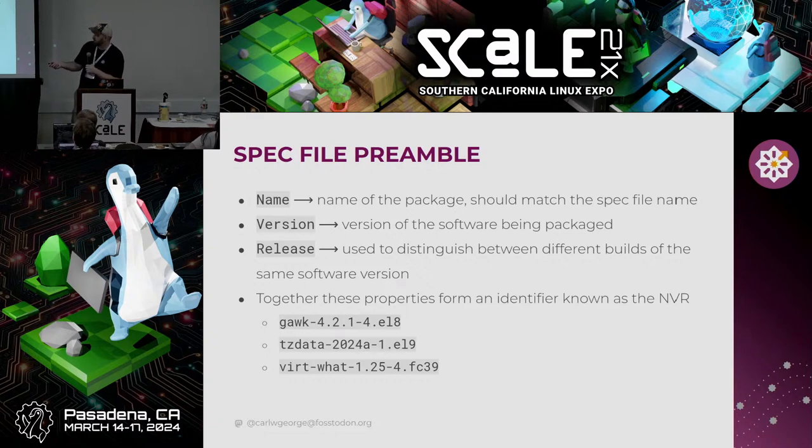Here's some examples. The GNU awk package is named gawk, and then you've got a hyphen, the upstream version, 4.2.1, and then another hyphen, 4.el8.